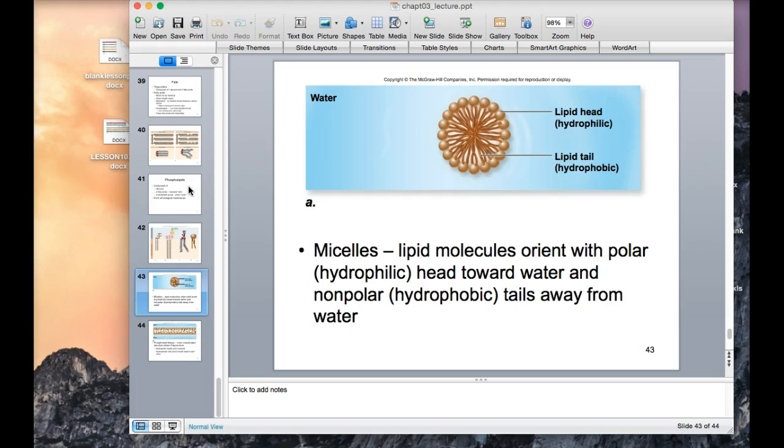Phospholipids themselves replace one fatty acid with a hydrophilic phosphate group, and this allows them to spontaneously form bilayers, which are the basis of all biological membranes. So that concludes our discussion on biochemistry.